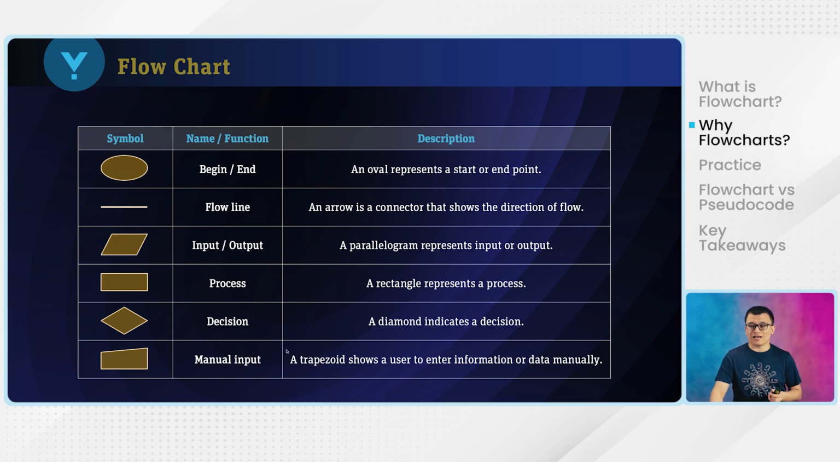And then lastly we have the trapezoid. The trapezoid basically shows a user to enter the information that's needed or data manually. Whenever the user needs to provide information or any data manually, we can use this shape to describe that step. Okay, each of the shapes, they do have different meaning. They are used for different actions.